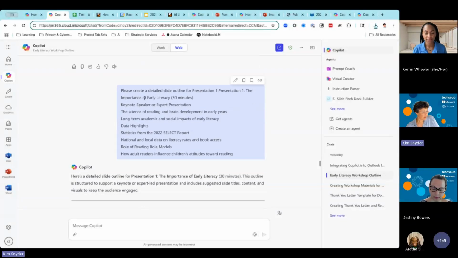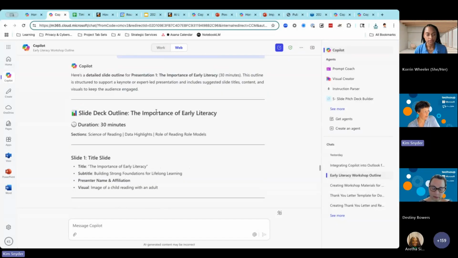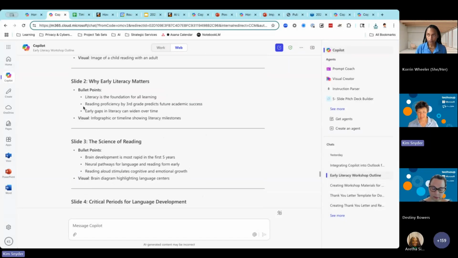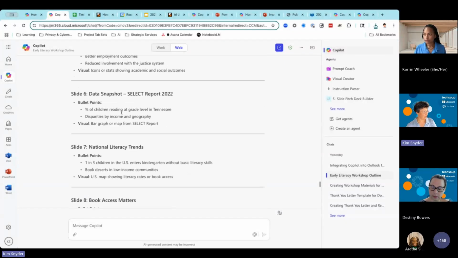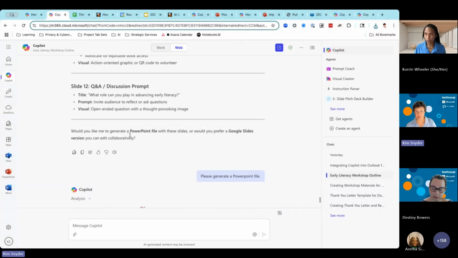So I said, please create a detailed slide outline, and I dropped in the outline. It created this outline for me. In the past, I would have pasted this into PowerPoint, but at the end of however many slides, it said, would you like me to generate the PowerPoint file? So here's a thing to note: these systems are constantly being improved upon.